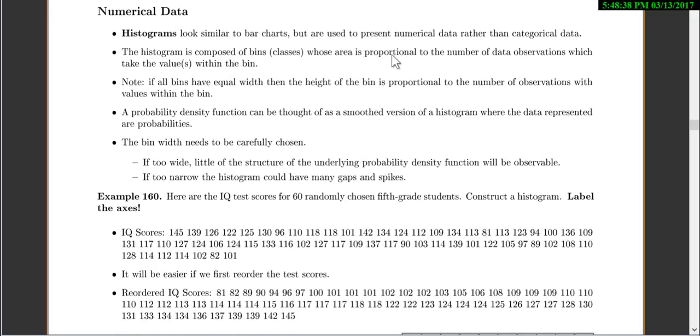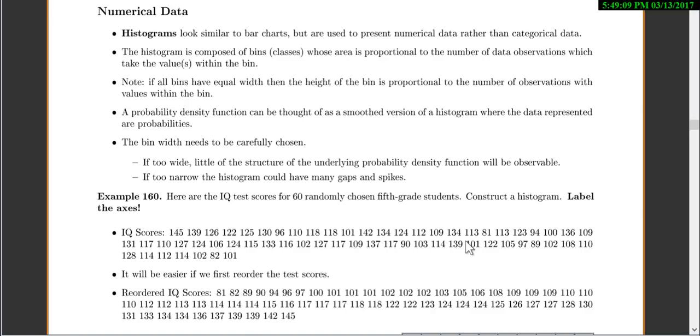So what we'll do for a histogram is you look at all your data. In this example, we have IQ scores for 60 randomly chosen 5th graders. We want to make a histogram, and here are all the IQ scores. What we'll do is divide them into classes. So we'll say from 10 to 20, 20 to 30, 30 to 40, etc. And then we'll count how many people are in each of those classes or bins, and then we'll draw our histogram based on that.